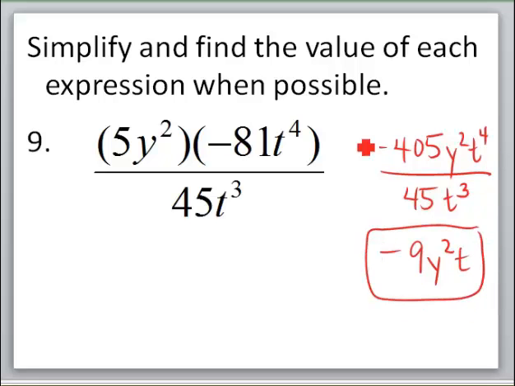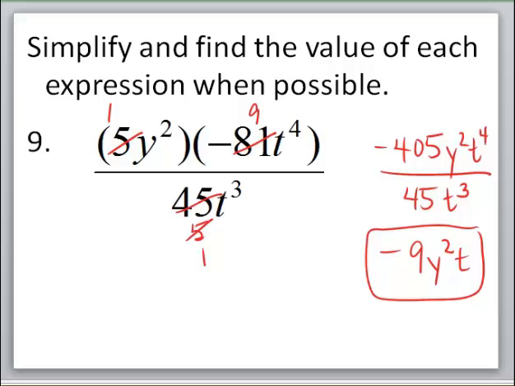Now, you really didn't need to use a calculator if you recognize that 9 goes into both 45 and 81. So you can make this 9 and make this a 5. And then what you could do is divide 5 divided by 5 is 1 and 5 divided by 5 is 1. So that's how you can end up with negative 9 without using a calculator at all.